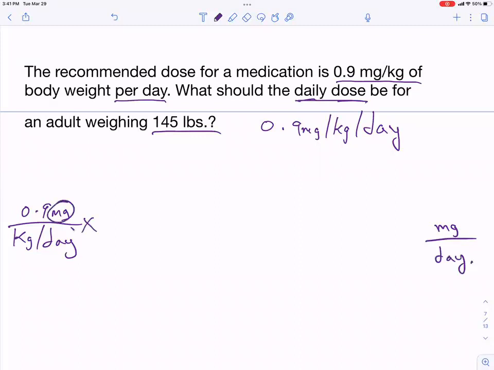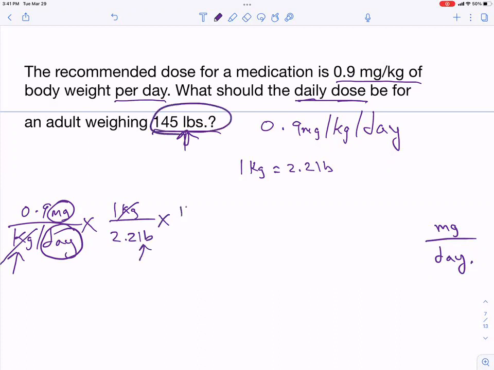So I have milligrams and I have day. And I have to get rid of kilograms, but the weight available is in pounds. So what's my conversion? 1 kilogram is equal to 2.2 pounds. I'm going to use that. 1 kilogram is 2.2 pounds. That gets rid of my kilograms, but now I have to get rid of pounds. Go to my problem. The patient weighs 145 pounds. Put that over 1. That gets rid of pounds.